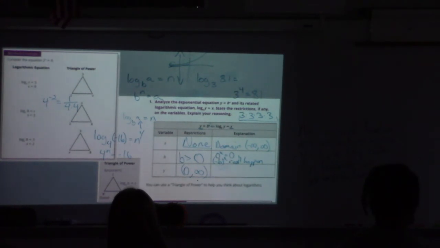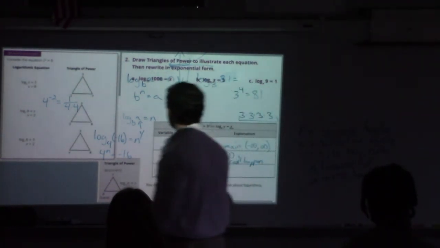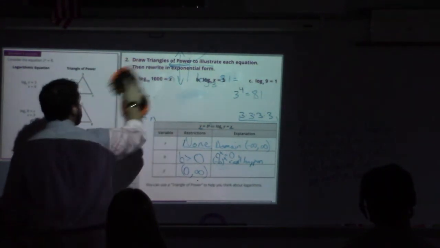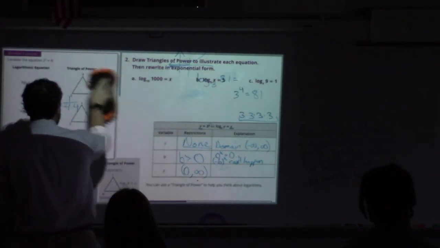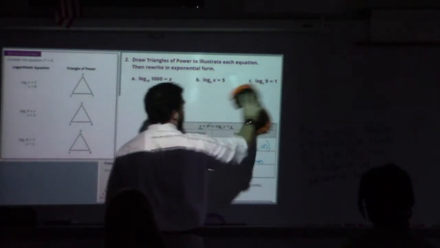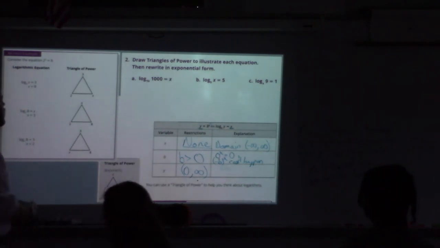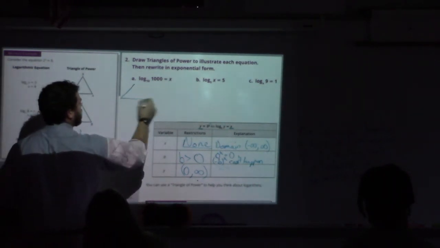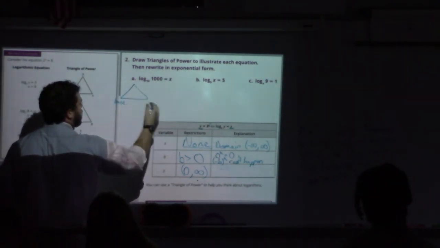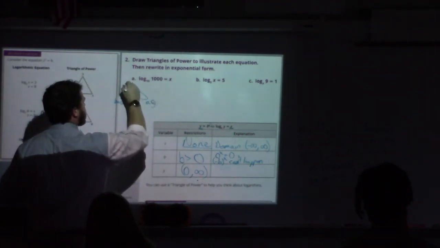I don't know why I have this in here twice. It doesn't say anything. So draw triangles of power to illustrate each equation, then rewrite in exponential form. You just rewrite it in exponential. I would go with that personally, just like the triangle of power. So you can do the triangle if you want to. Notice it's base. I think they have argument and then exponent.